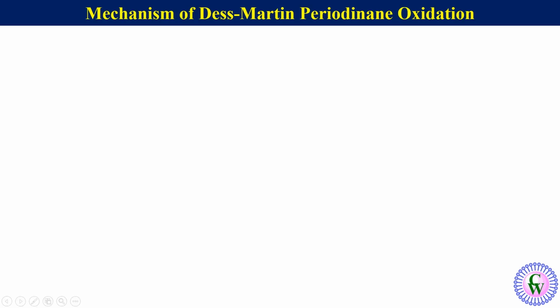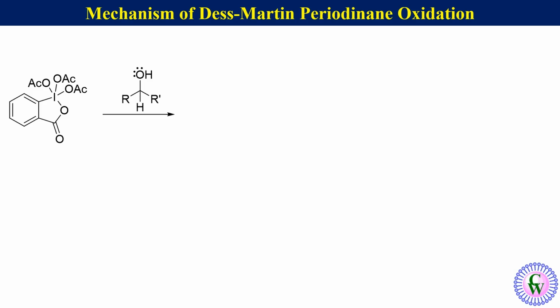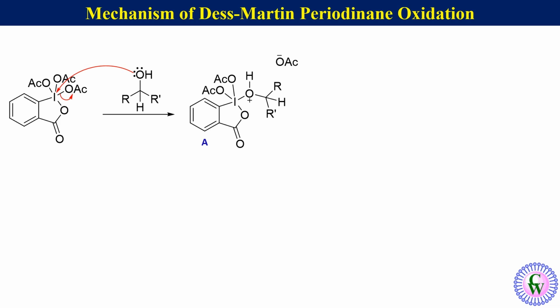Mechanism of Dess-Martin Periodinane oxidation. Dess-Martin Periodinane has a hypervalent iodine atom which acts as an electrophilic center. Alcohol has a nucleophilic oxygen atom. Attack of the alcohol oxygen on iodine, followed by elimination of the acetoxy group, produces species A and acetate ion.